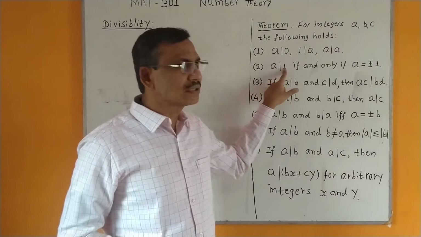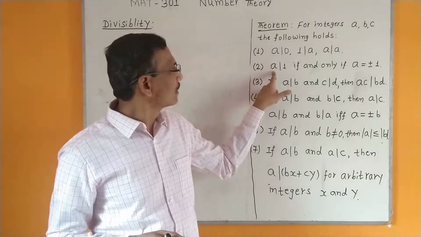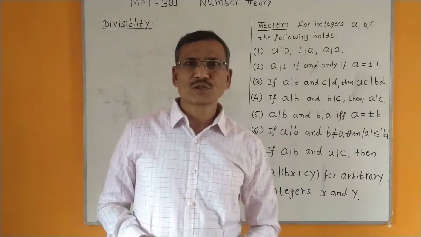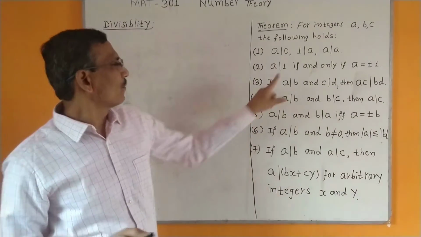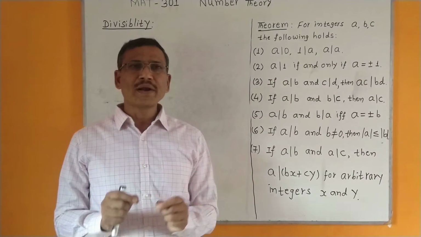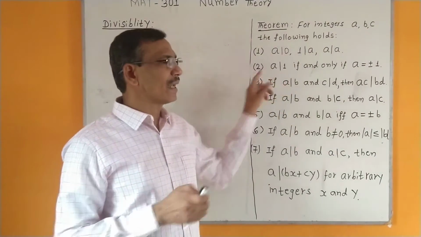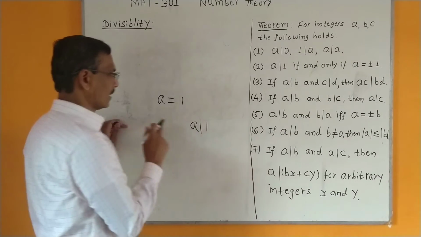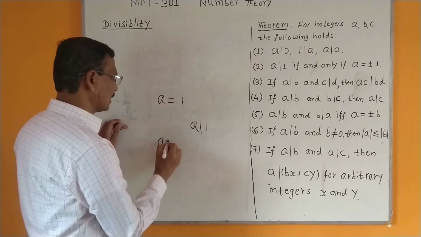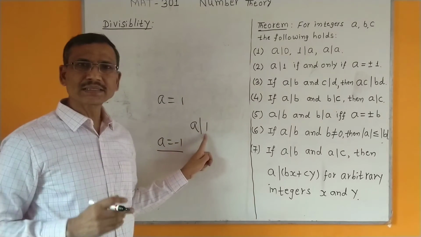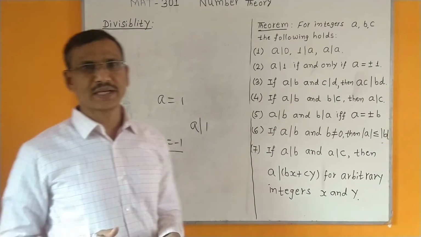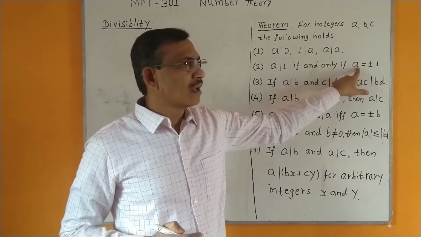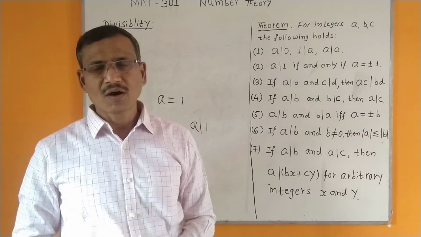In the second, a divides 1 means any integer divides 1 if and only if that integer is equal to either plus 1 or minus 1, and we know that 1 is divisible by only 1 or minus 1. That means for a is equal to 1, we have a divides 1. That means 1 divides 1. Or if you consider a is equal to minus 1, that means minus 1 divides 1. 1 is divisible by plus 1. Also 1 is divisible by minus 1. That means a divides 1 is only possible if a is equal to either plus 1 or minus 1.